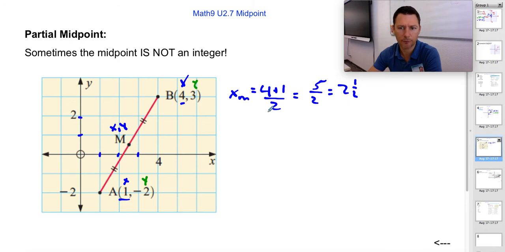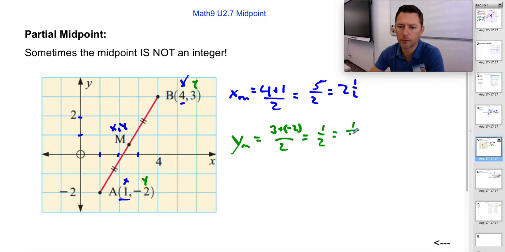For the y values, you can do the same thing. On average, the y value here is 3 plus -2 over 2 because we're taking the average. So this is 1 over 2, which is just 1/2, which is exactly what we thought. So the coordinates for M are 2.5, comma, a half.